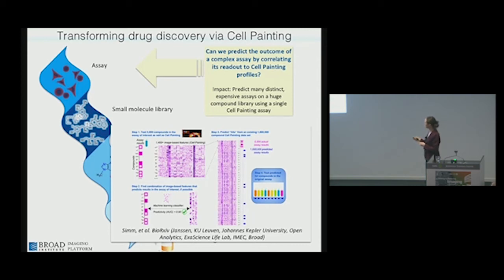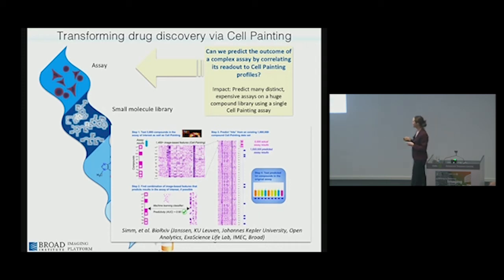It's really beautiful work that I encourage you to take a look at on bioRxiv, where they were able to predict the results in an oncology and a central nervous system assay using images from a totally unrelated imaging assay they just had lying around.